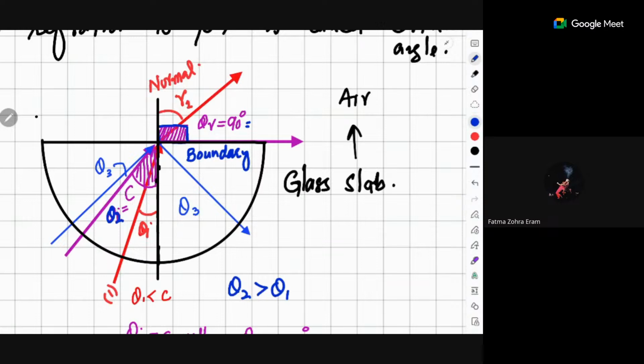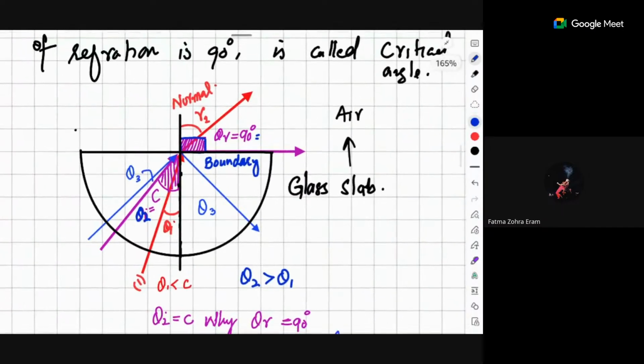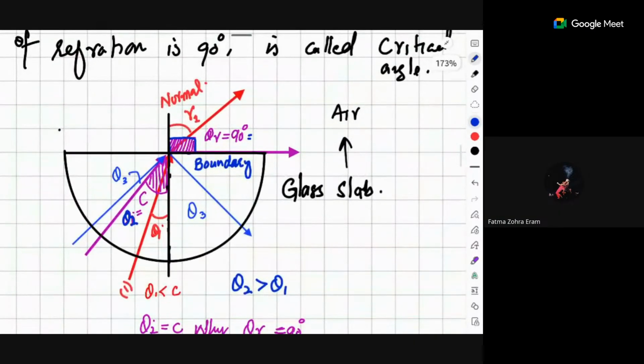Now this angle is called critical angle. यानी देखो critical angle हम लोग इस angle को कहते हैं where you cannot decide whether the light will come back to the denser medium or it will go out. So this angle theta 2 is equal to critical angle. Okay, so theta 2, hence theta 2 is equals to your critical angle.